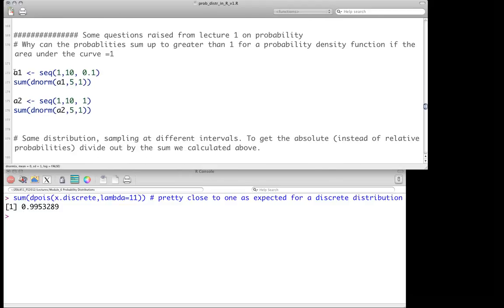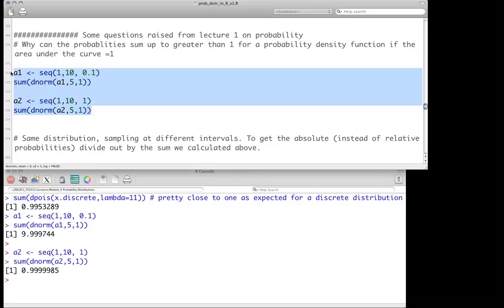But let's look at the normal distribution for the same mean and variance, so a mean of 5 and a standard deviation of 1 for both of them. The only difference is the input numbers. In one case we're going from 1 to 10 by intervals of 0.1. The other one we're going from 1 to 10 by intervals of 1. Now, if we're looking at the area under the curve for both of these, they should both give us about 1. But in one case, we actually get an area under the curve of approximately 10.